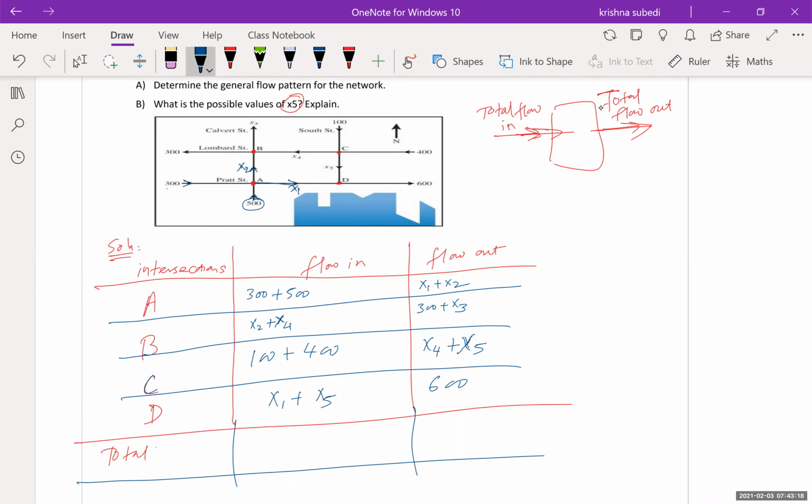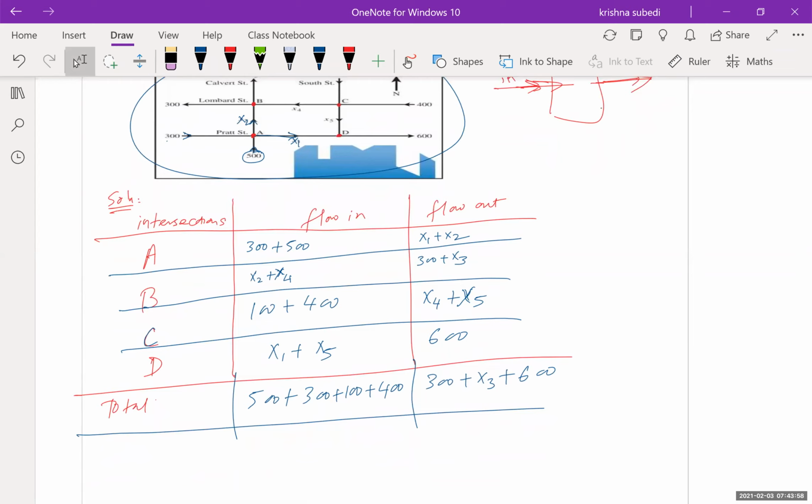And the total, if we look at the total flow in, so the total number of cars going into the system is 500 plus 300 plus 100 plus 400. Look at the whole system, and these many cars are going in. And then the total flow out, look at the arrows going out, total flow out of the network is 300 plus x3 plus 600.